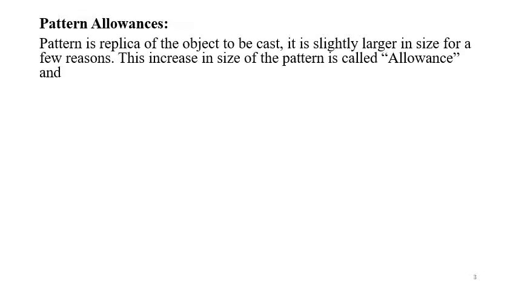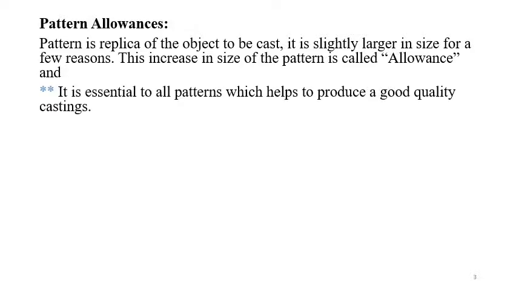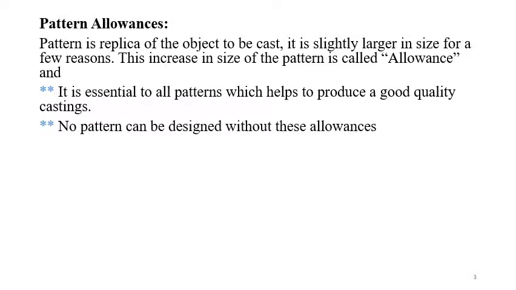First, what is the necessity of pattern allowances? Why is it provided at the time of preparation of the pattern? What is a pattern? A pattern is a replica of the object to be cast. It is slightly larger in size for a few reasons. The increase in size of a pattern is called pattern allowance. It helps produce good quality castings. No pattern can be designed without these allowances.